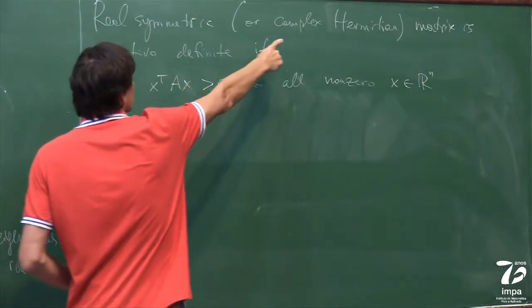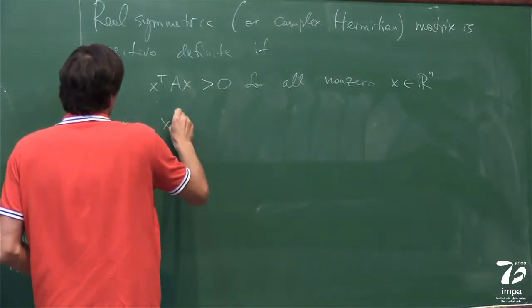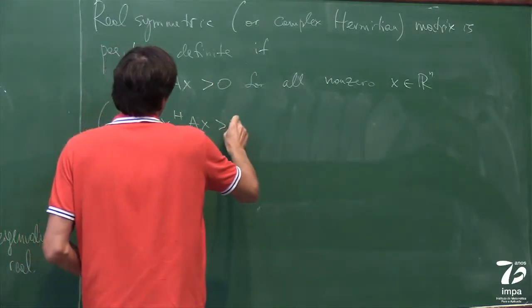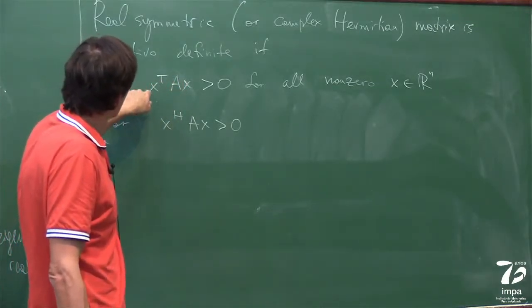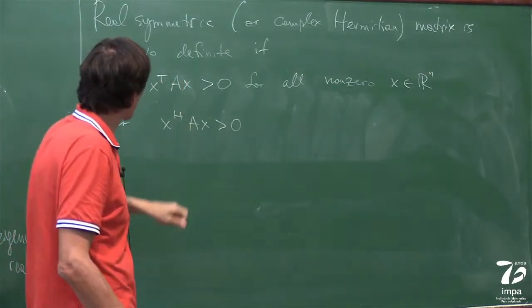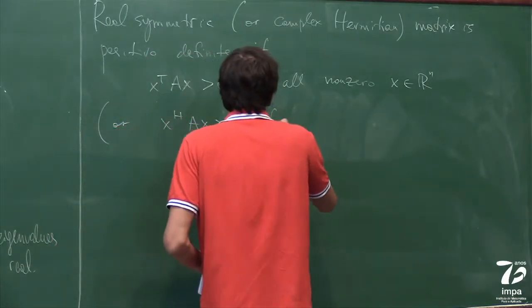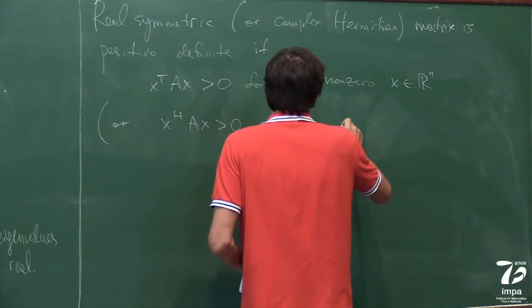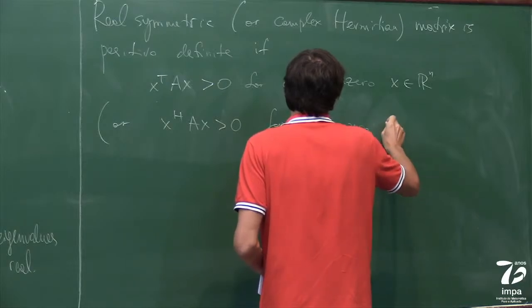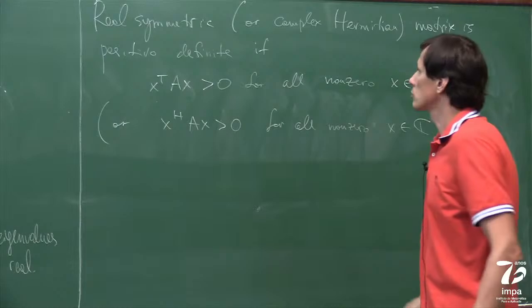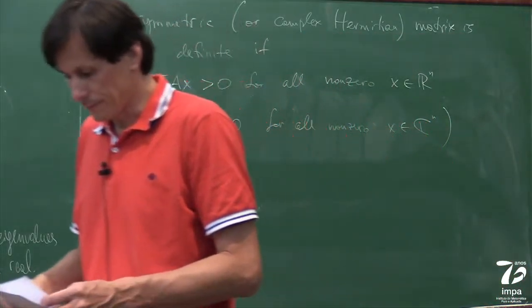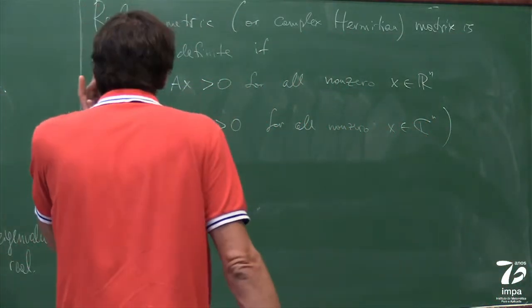And in the case of complex Hermitian, it's the Hermitian product. So this is what's called a quadratic form. So it's a quadratic form with respect to the components of x. So its real form, the quadratic form, is complex. So it's bigger than 0 for all non-zero complex vectors. So now real symmetric and complex Hermitian matrices can also be positive definite.